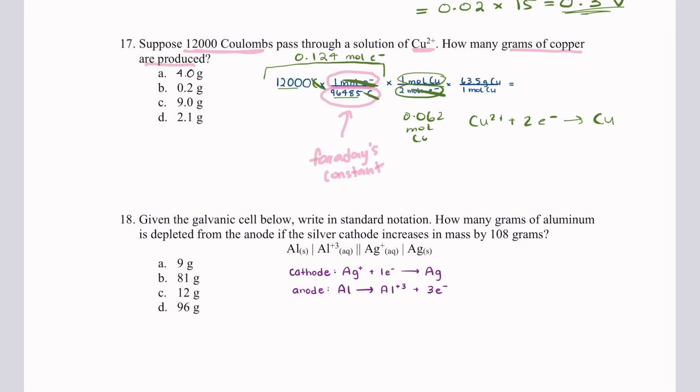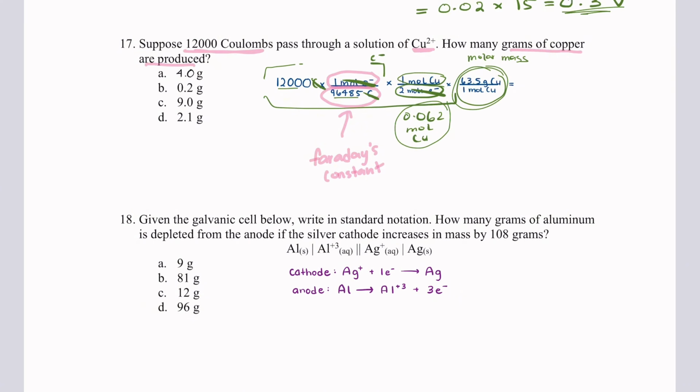The final step is to convert moles of copper into grams using its molar mass. The molar mass of copper is about 63.5 grams per mole. So when we multiply 0.062 by 63.5, we get about 3.9 grams, which rounds to 4 grams. Therefore, the mass of copper produced is 4 grams, and that matches answer choice A.